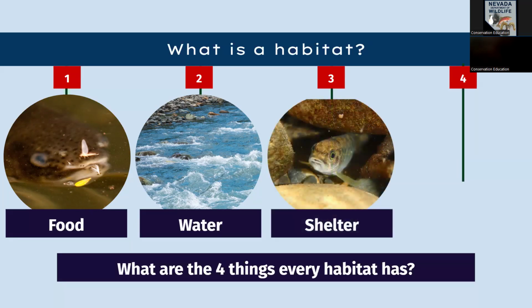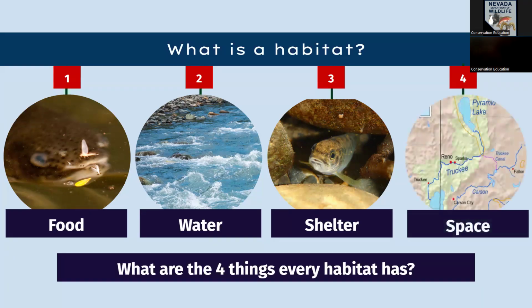Shelter. Not as many of you put this one, but we do need shelter to be considered a habitat. That can be to shield an organism from predation, so being hunted, or even from the elements themselves, like storms and drastic changes in weather. And lastly, space. Space is kind of an odd one to think about, but every animal needs room to grow, move around, migrate, reproduce, whatever it may be.